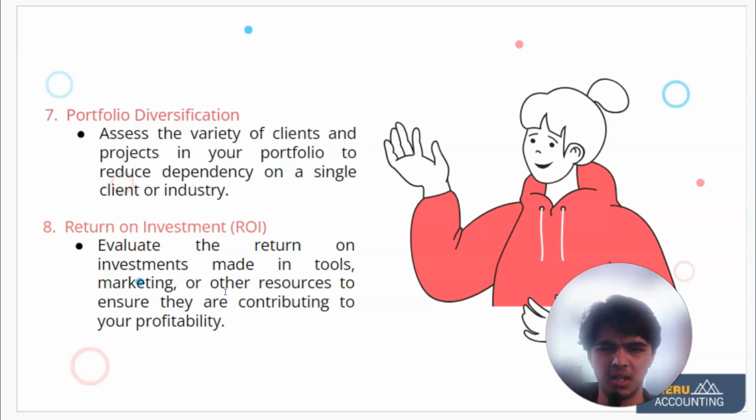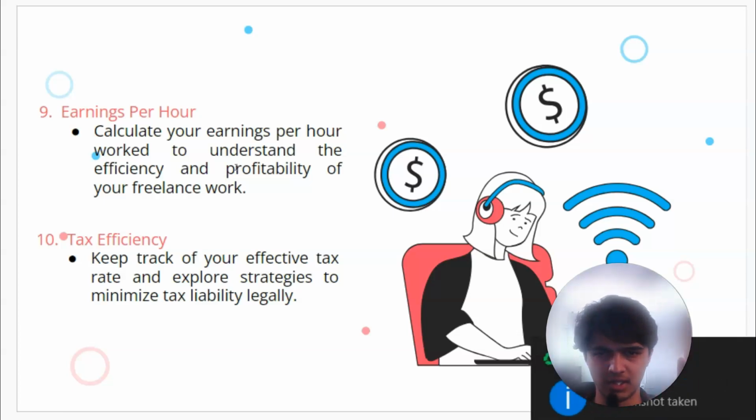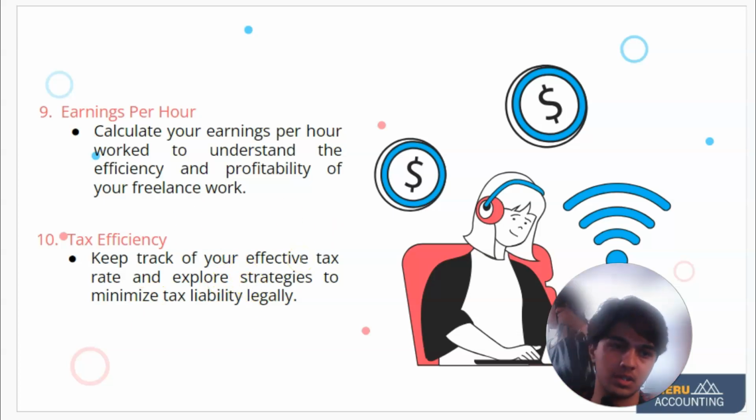And there are other resources also that will ensure that you are contributing to your profitability. Earning per hour. This indicator will calculate your earnings per hour, and this will also help you understand the efficiency and profitability of your freelancing work. Tax efficiency. This indicator will help you keep track of your effective tax rate and explore strategies that will help you minimize your tax liability legally.